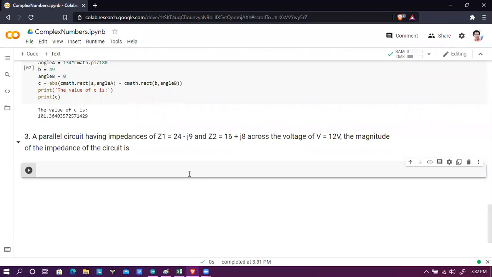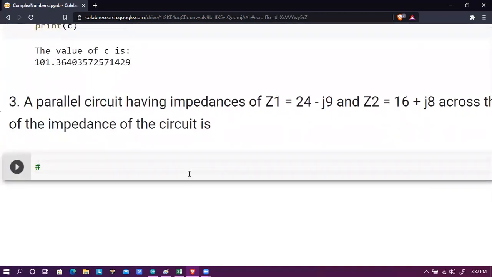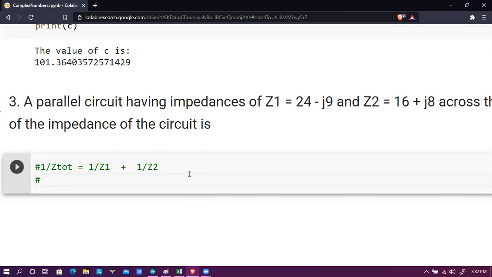Now, we need to find the total impedance. So the total impedance is very simple. How do you solve for the total impedance? Let's zoom this out. Z tot, let's label that as our total impedance. For the parallel circuit, 1 over Z tot is equal to 1 over Z1 plus 1 over Z2. If we simplify, Z tot is equal to, cross multiply, Z1 times Z2 all over Z1 plus Z2.